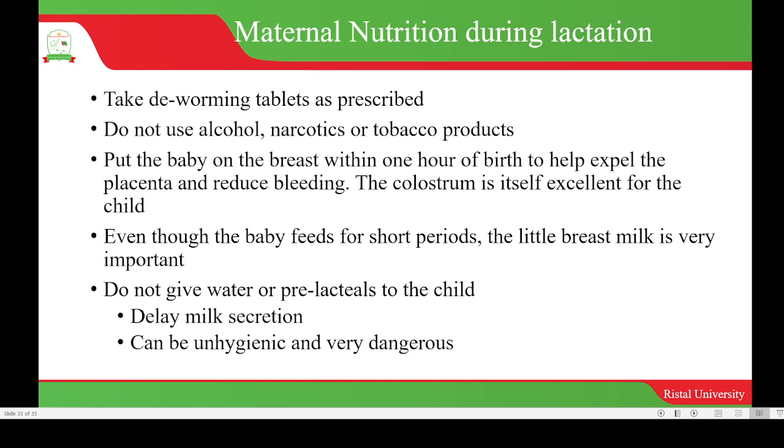She has to take deworming tablets as prescribed, and she has to avoid the use of alcohol, narcotics, or tobacco products. It's important to put the baby on the breast within 1 hour of birth to help expel the placenta and reduce bleeding. The colostrum also is excellent for the child. Even though the baby feeds for short periods, this little breast milk is very important. And the mother should not give water or prelacteals to the child because this will delay milk secretion and can be unhygienic and cause infections in the child.